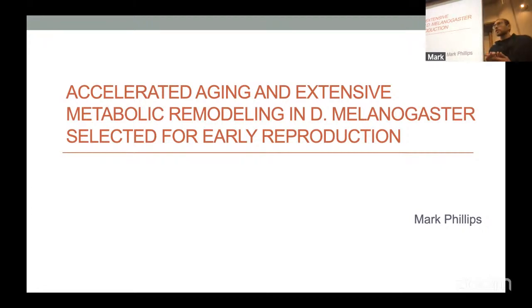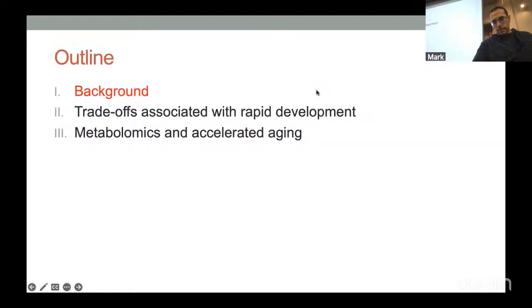One of the systems my lab still works with is looking at fruit flies as a model for accelerated aging and thinking about the metabolic effects of that type of selection. But I'll give some background to orient everyone who might not be familiar with experimental evolution, or using experimental evolution to test the evolutionary theory of aging.